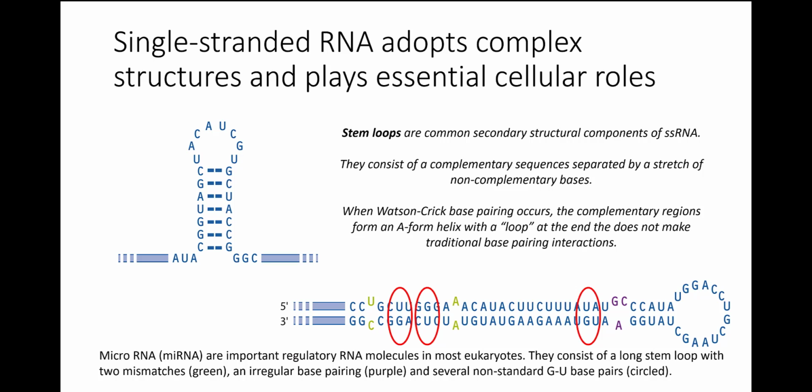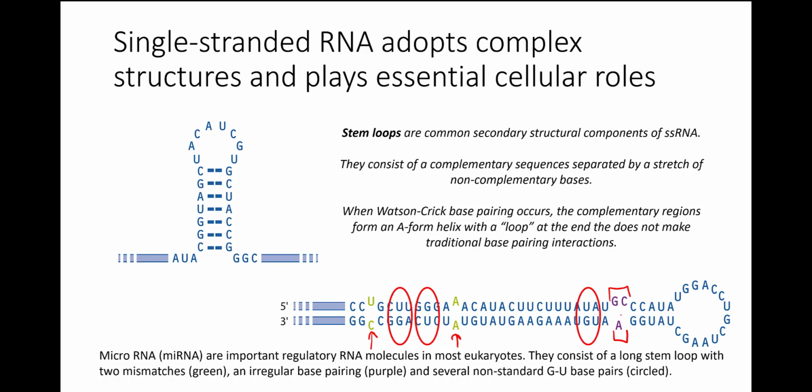Another really cool feature about stem loops is the abundance of these molecules called microRNAs. MicroRNAs are really important regulatory pieces of RNA. They consist of a really long stem loop, and they can be quite long, but they always have a couple mismatches, as we see here in green. So we have a couple mismatches that are not able to base pair. We have some irregular base pairing here shown in purple.